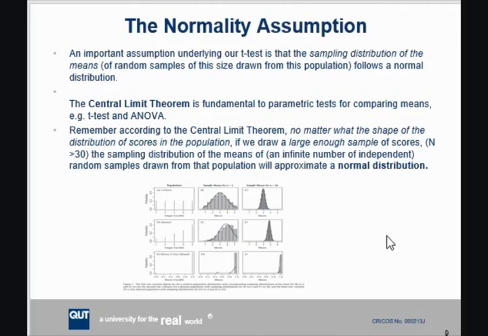So remember, we have a few assumptions when we are running inferential statistics. First one being the normality assumption. It's an important assumption underlying our t-tests because the sampling distribution of the means follows a normal distribution, and all our probability is based on the fact that it does follow that normal distribution. Now, fortunately, we do have the central limit theorem, which is fundamental to our parametric tests. According to the central limit theorem, no matter what the shape of the scores in our population, if we draw a large enough sample, the sampling distribution will approximate a normal distribution.